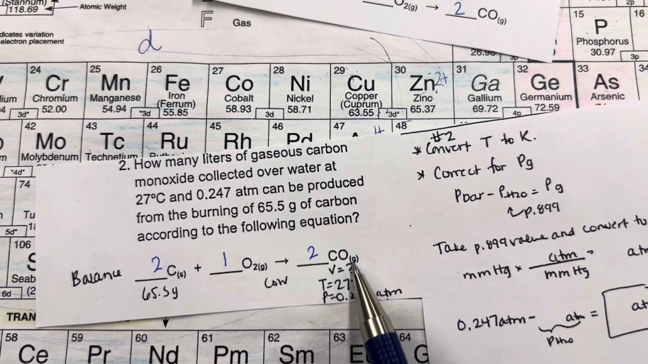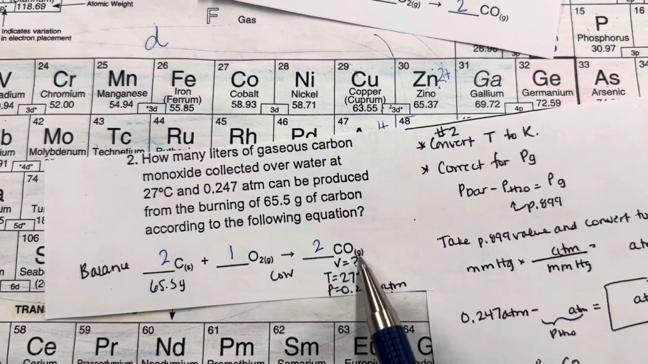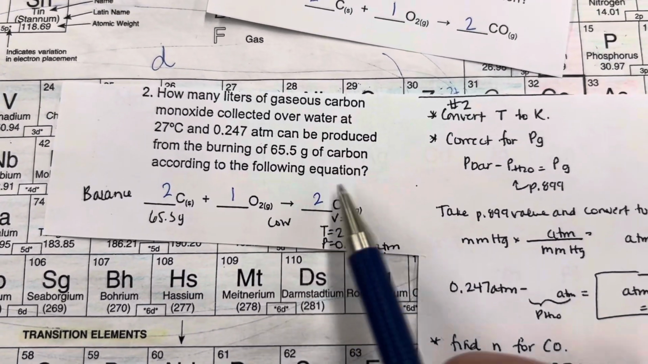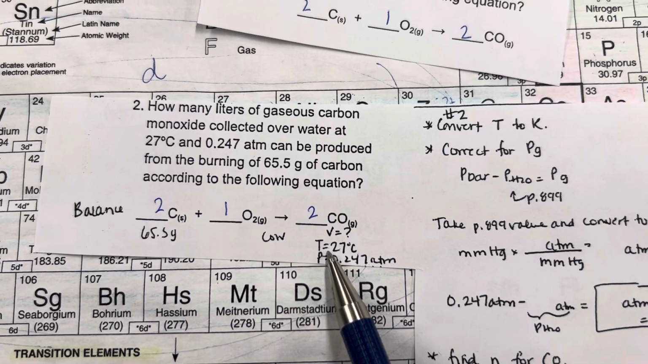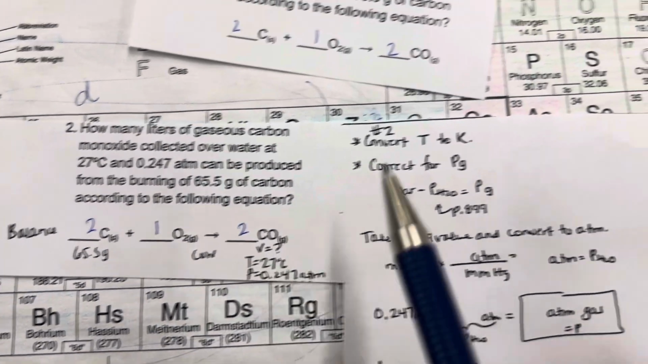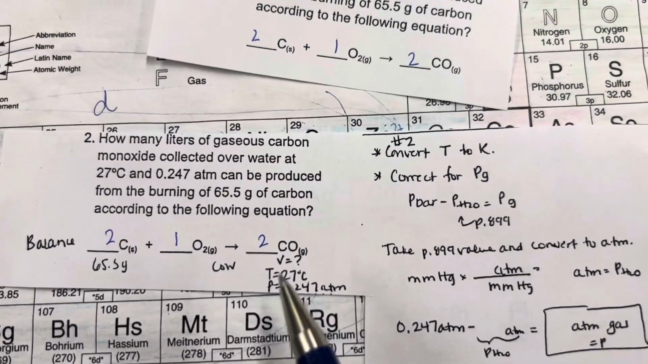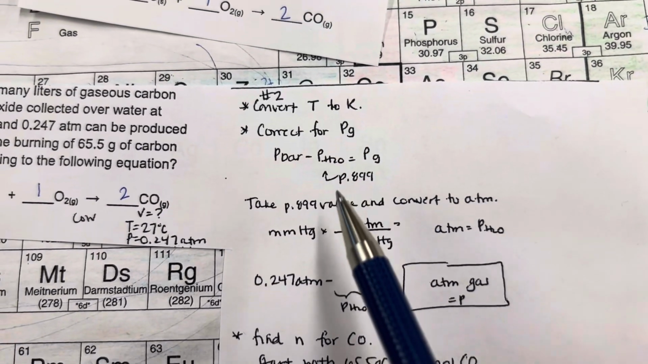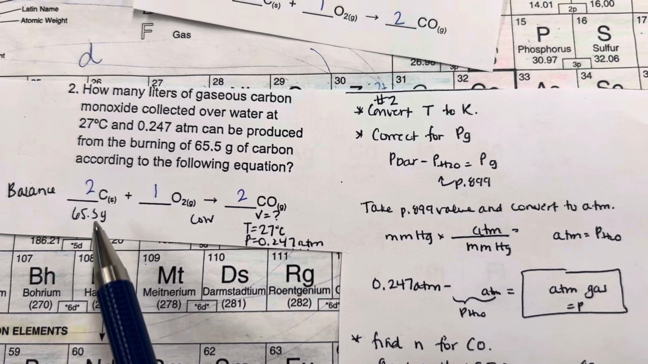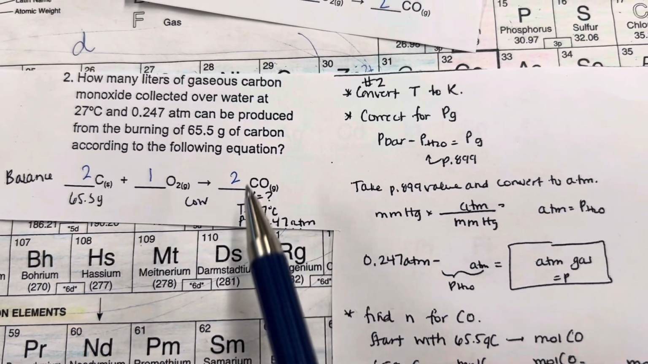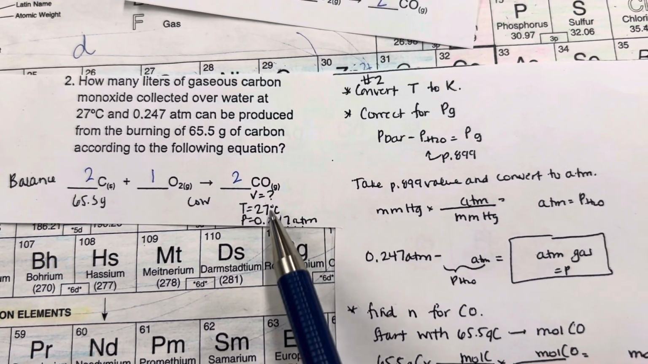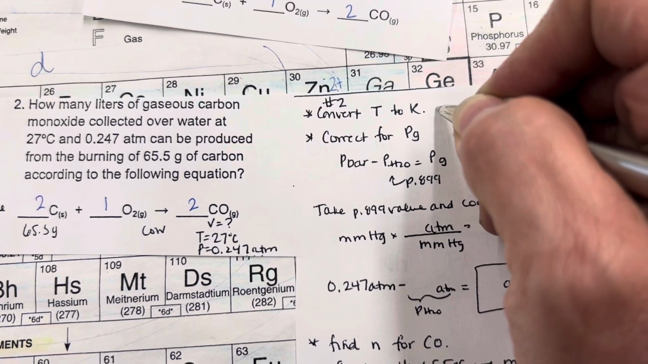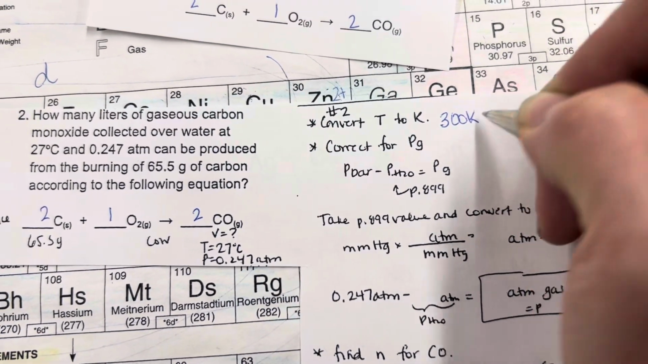I see over here that I'm working with a gas. Since I'm working with a gas, I can use the PV equals nRT formula. Again, I don't have R, but I know R is my constant value, and I'm missing my n. So we are going to have to eventually figure out what n is. I'm going to take my temperature and convert it to Kelvin. So 27 degrees plus 273 is 300 K.